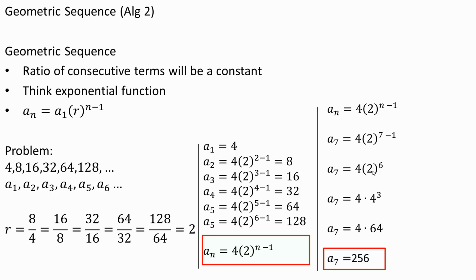Or you could say, instead of 2 raised to 6, you could say 4 cubed. 4 cubed is 64. 64 times 4 is 256.